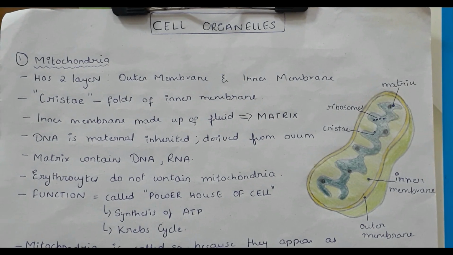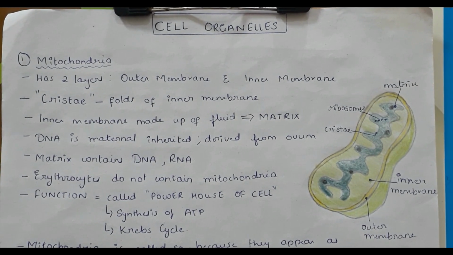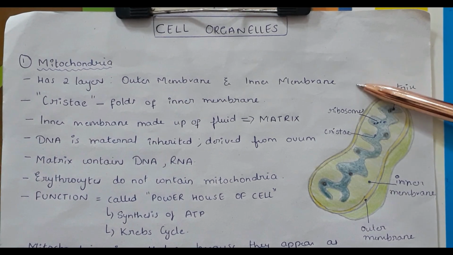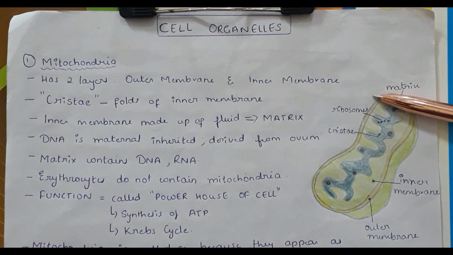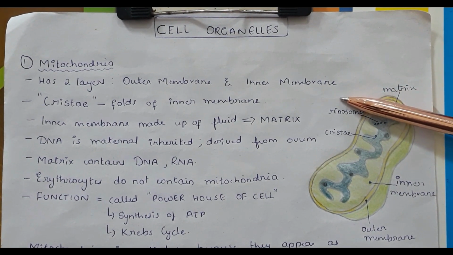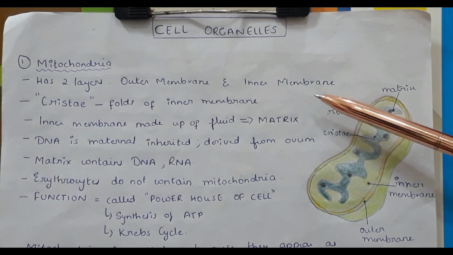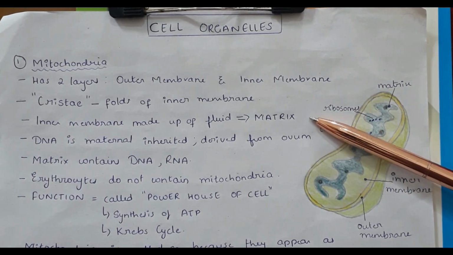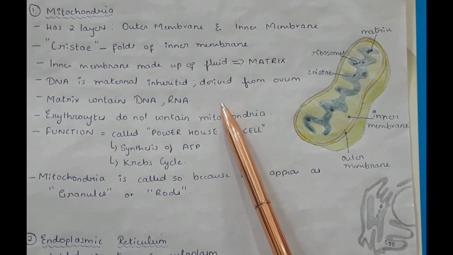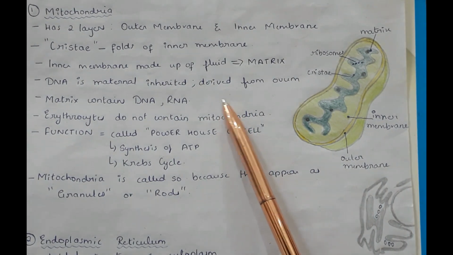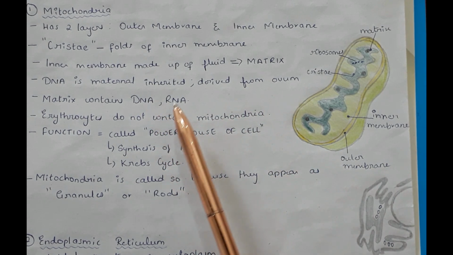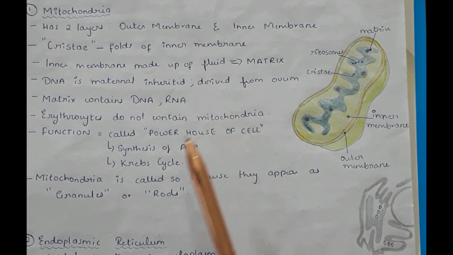Cell organelles. The first one is mitochondria. The mitochondria has two layers, that is the outer membrane and the inner membrane. The crista are folds of the inner membrane. The inner membrane encloses a fluid called the matrix. The DNA is maternally inherited, which means it is derived from the ovum. The matrix contains DNA and RNA.